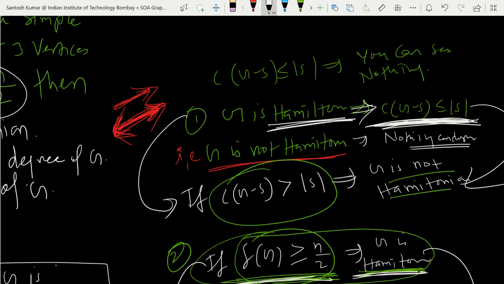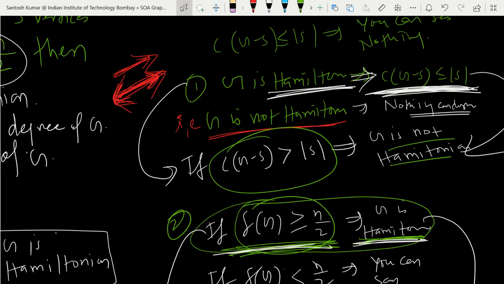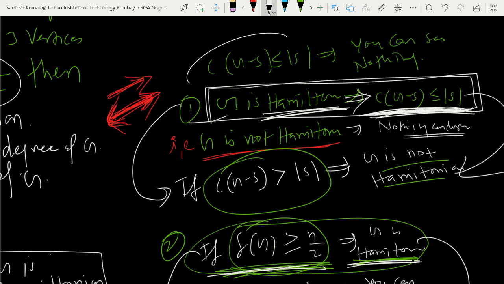So that is it. First one will guarantee for not Hamiltonian. Second one will guarantee for Hamiltonian. So if it is Hamiltonian, then right side will hold. If right side holds, then you can say nothing. So if this holds, then you can say nothing.